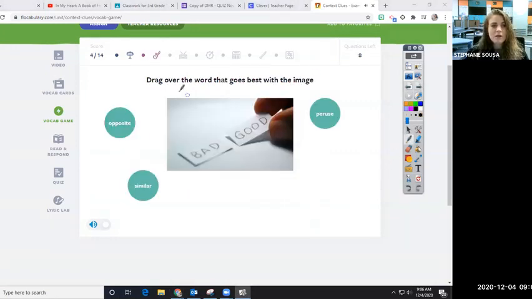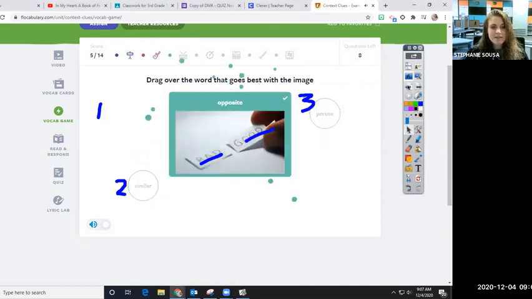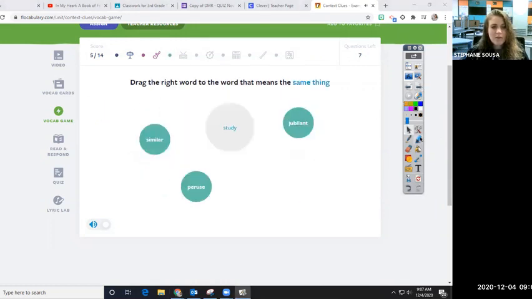Okay. Drag the word that goes with the image. This says bad, this says good. Are those opposites? Are those similar? Or are those peruse? Bad and good. Show with your fingers. Good. Lots of ones. Those are opposites. Excellent. We got that bass line. Here comes the drums up next.